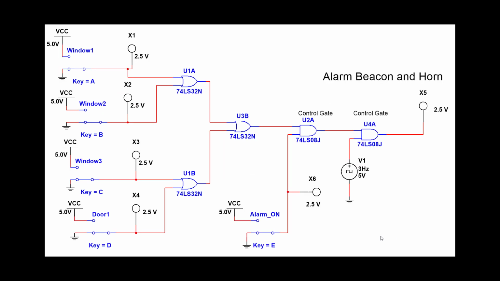Here's our home alarm, and I've added something fancy here. We're going to flash our beacon. What I've done is I've added another control gate, and I put in a clock circuit. This is basically a function generator. Anytime that we get the alarm out, we're going to input this signal and flash the beacon. So let's go ahead and turn our alarm on.